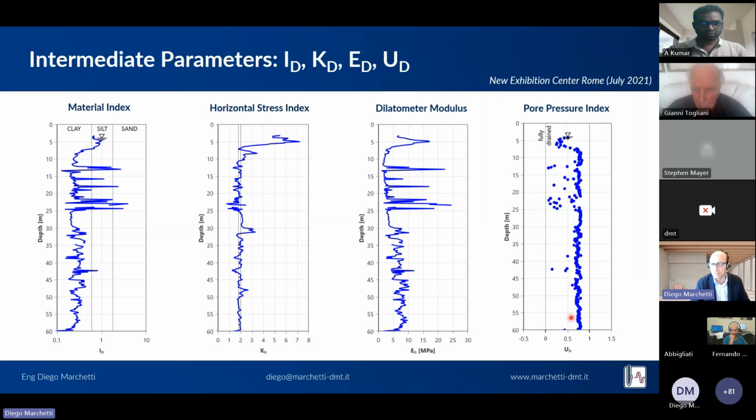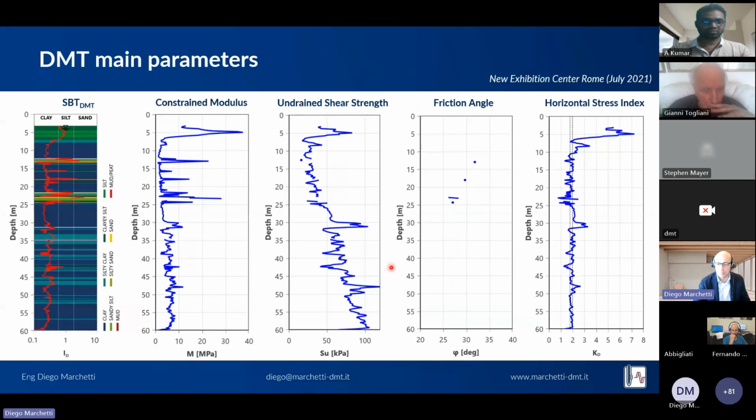And let me show you first a pore pressure index indicating the excess pore water pressure in most layers of clays, and the fully drained behavior only in the sandy strata. And then the dilatometer modulus. This is the main set of graphs that I told you, the material index ID with also the colors of the chart we saw, showing bluish is more clay and yellowish or greenish is more silt and sand. The constraint modulus, the drained shear strength.